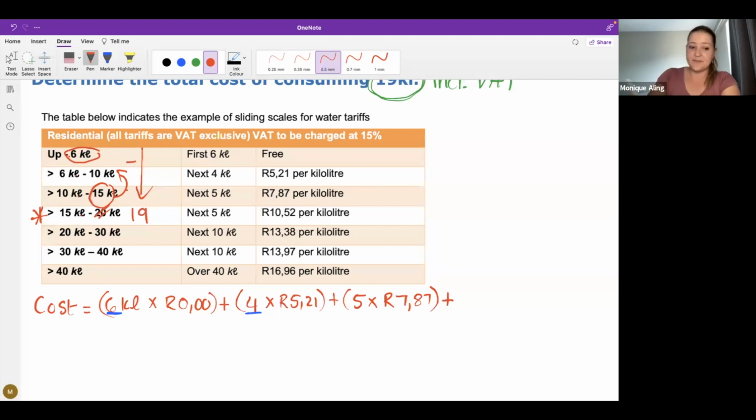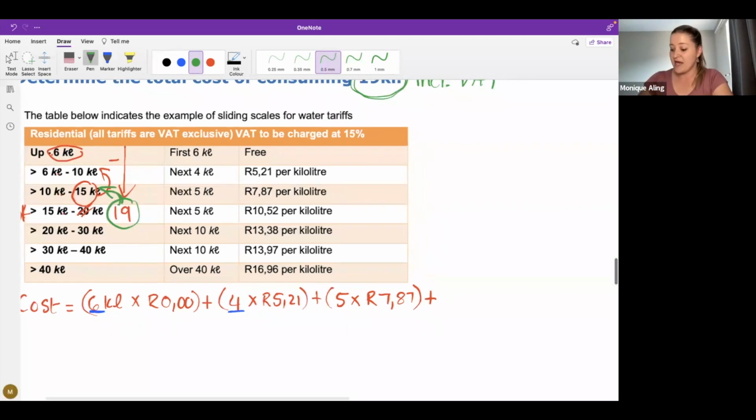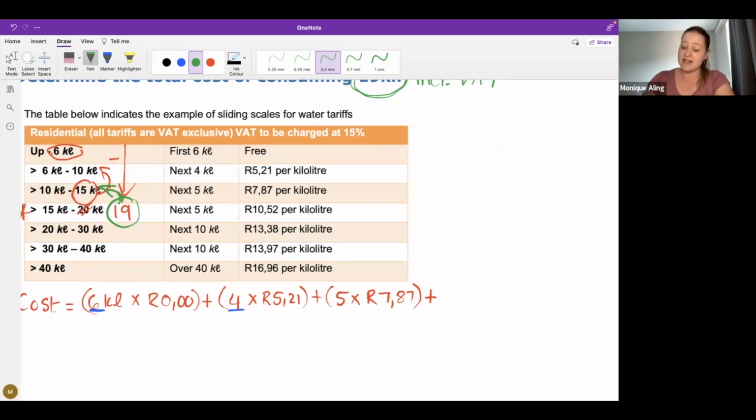All right. And then we get to the last bracket. Okay, it is 19. So I say 19 minus 15. So I always actually use the ranges on the side there to do my calculations. 19 minus the number above it, which is 15, which is 4. If we're going to 20, it would be 5 kiloliters, but we're not. So it is 4 times the price of 10 Rand 52.